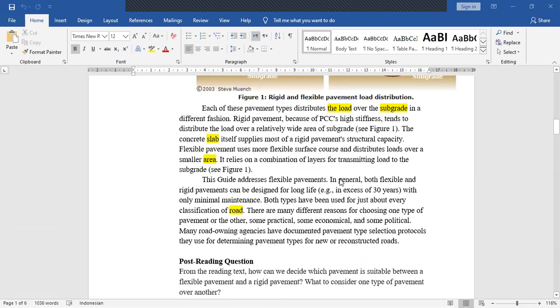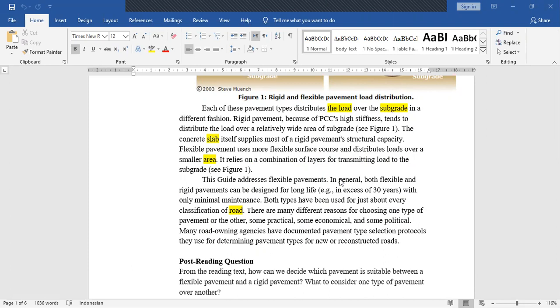Each of these pavement types distributes the load over the subgrade in a different fashion. Rigid pavement, because of PCC's high stiffness, tends to distribute the load over a relatively wide area of subgrade. See Figure 1. The concrete slab itself supplies most of a rigid pavement's structural capacity.